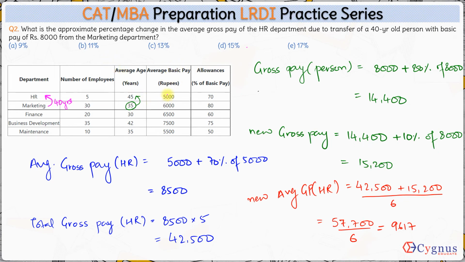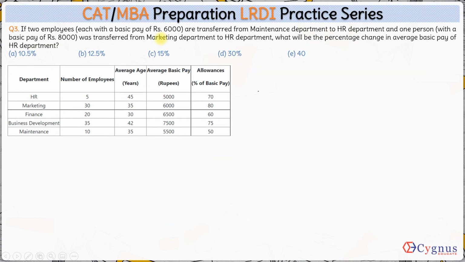So average gross pay was initially how much? 8,500. Now it becomes 9,600, right? So the change is 1,117 on a base of 8,500 into 100%. So this becomes 1,117 divided by 85. And if you calculate this, 1,117 upon 85, this comes out to be 13.13% approximately. Hence the answer to this question is option C here, 13% approximately. Okay, moving on to the last question.